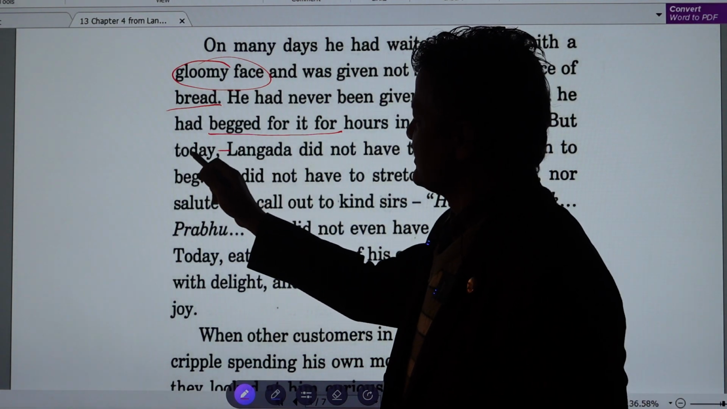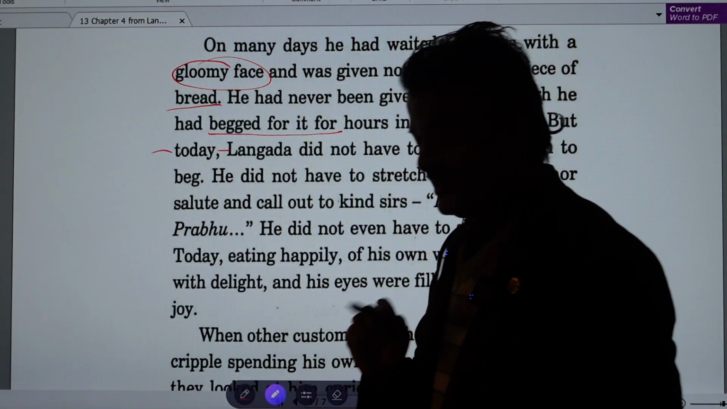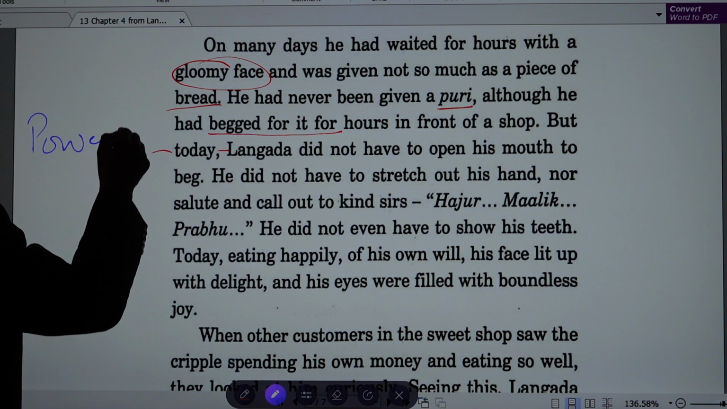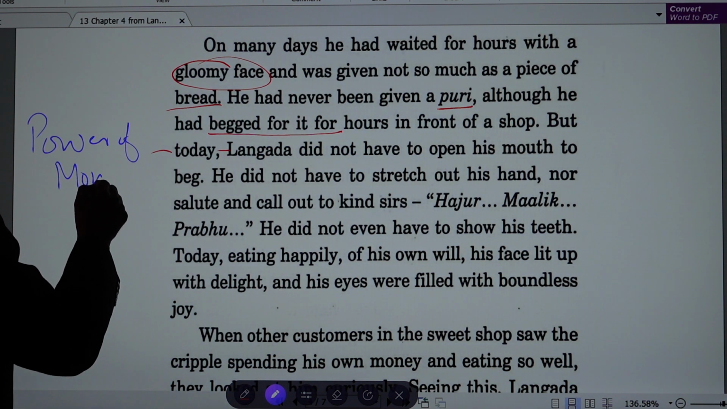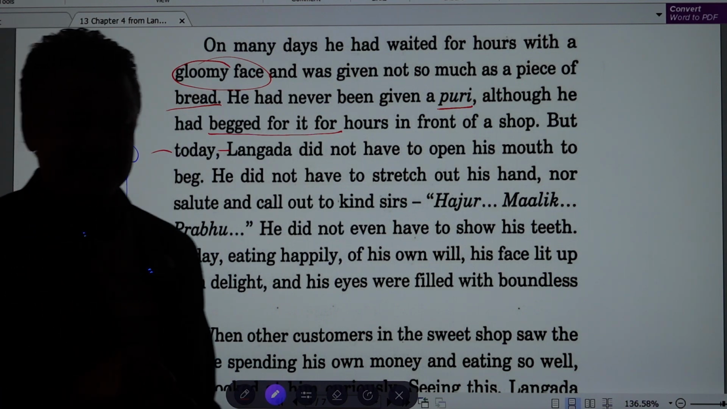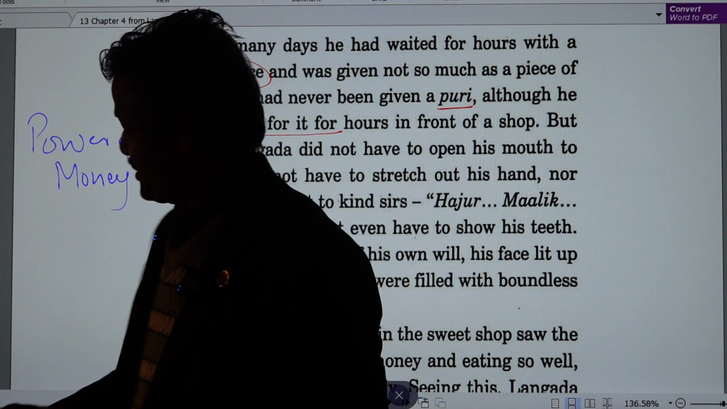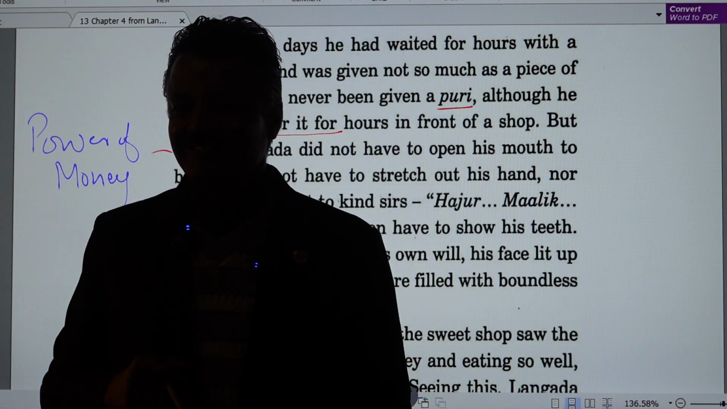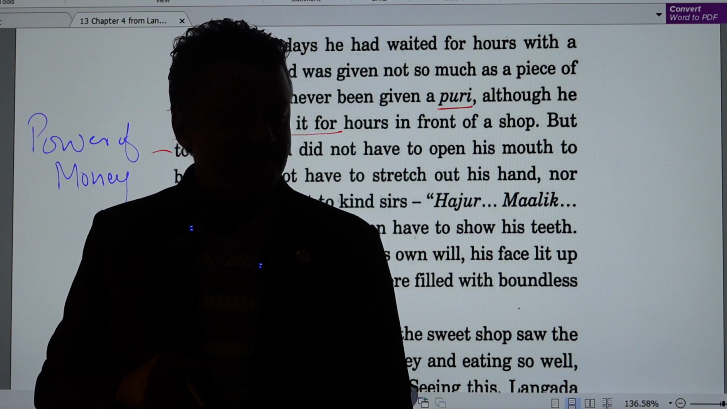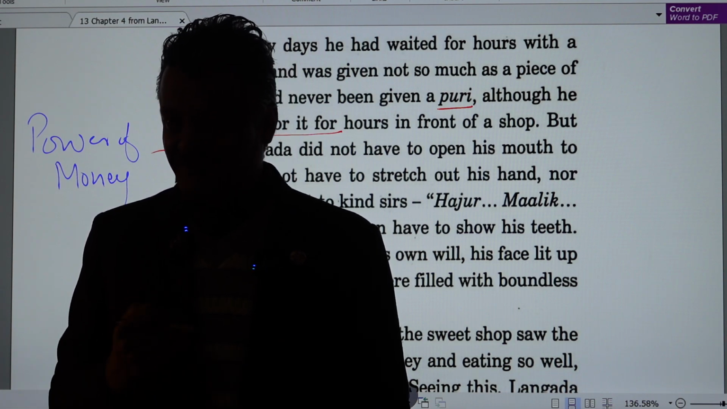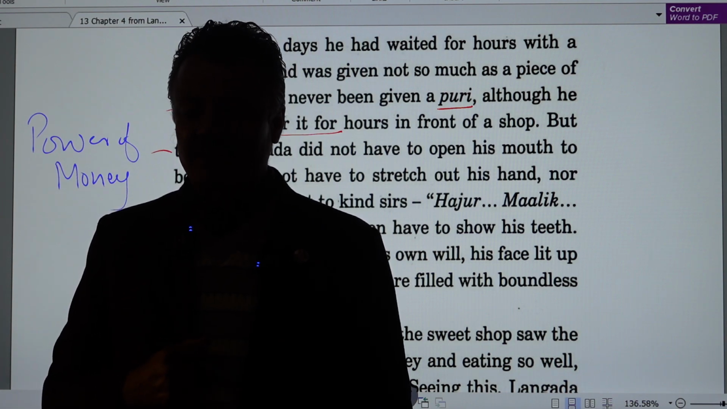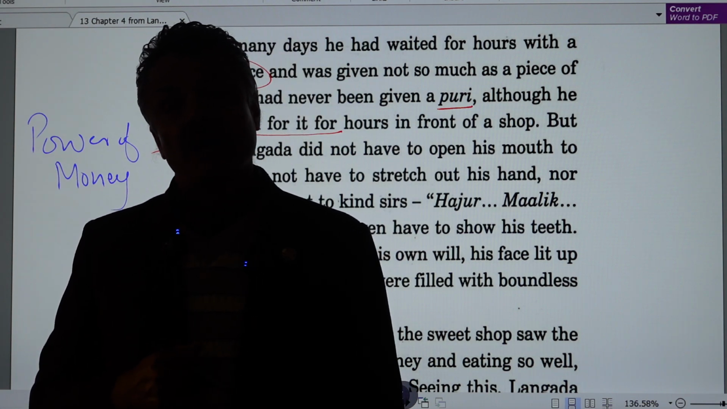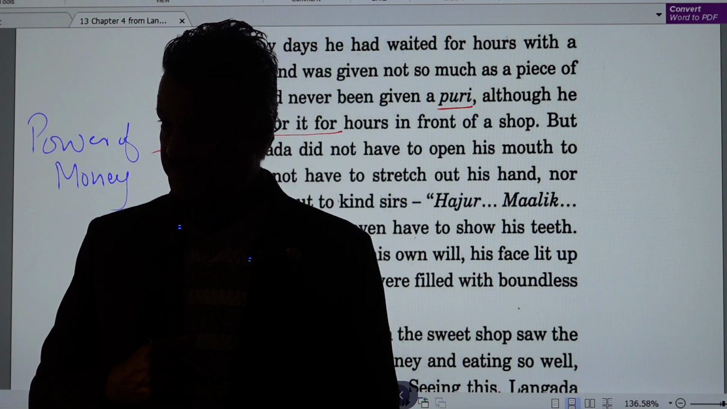As I read this line, what comes to my mind is the power of money. Though we time and again say that money is secondary, people are important. But do you realize here? What brings happiness to Langada? Cash. Langada is happy, the dog is happy because they have money. So though we are saying that people are more important than money, I agree. But at the same time, I feel like money is not less important than people.